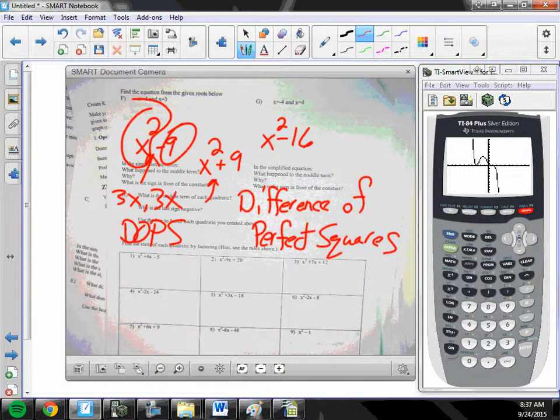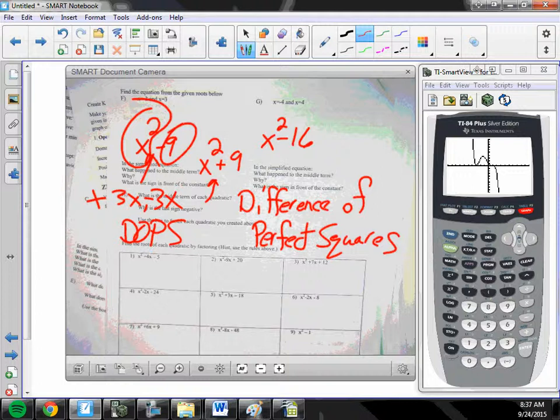Is 3x times 3x, sorry, is 3 times 3 9? Yes. Does 3x and 3x cancel to 0x? No. What if I make them both negative? It's still a positive 9. Well, what if I make one plus and one minus? Now it's no longer a positive 9. So this only works if you have something to the second minus something to the second.